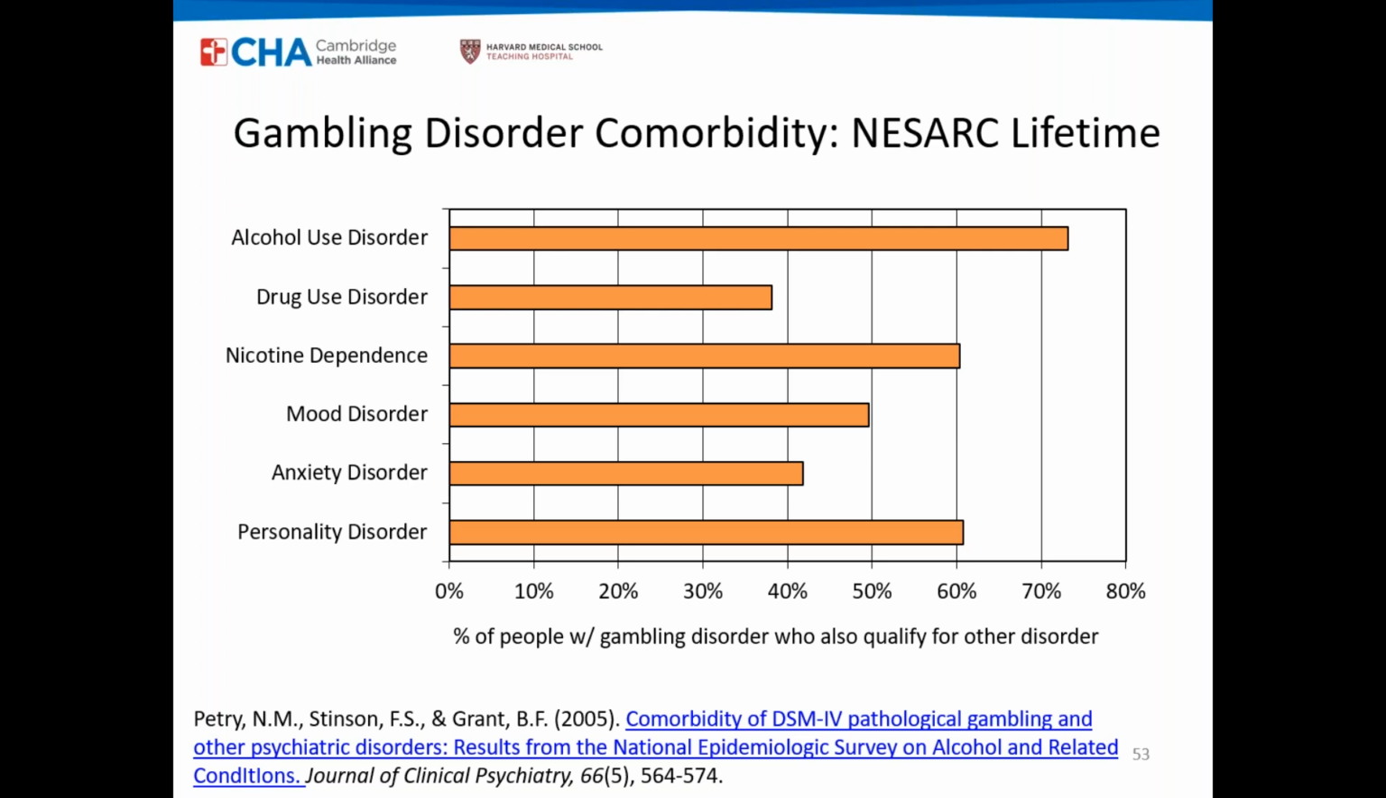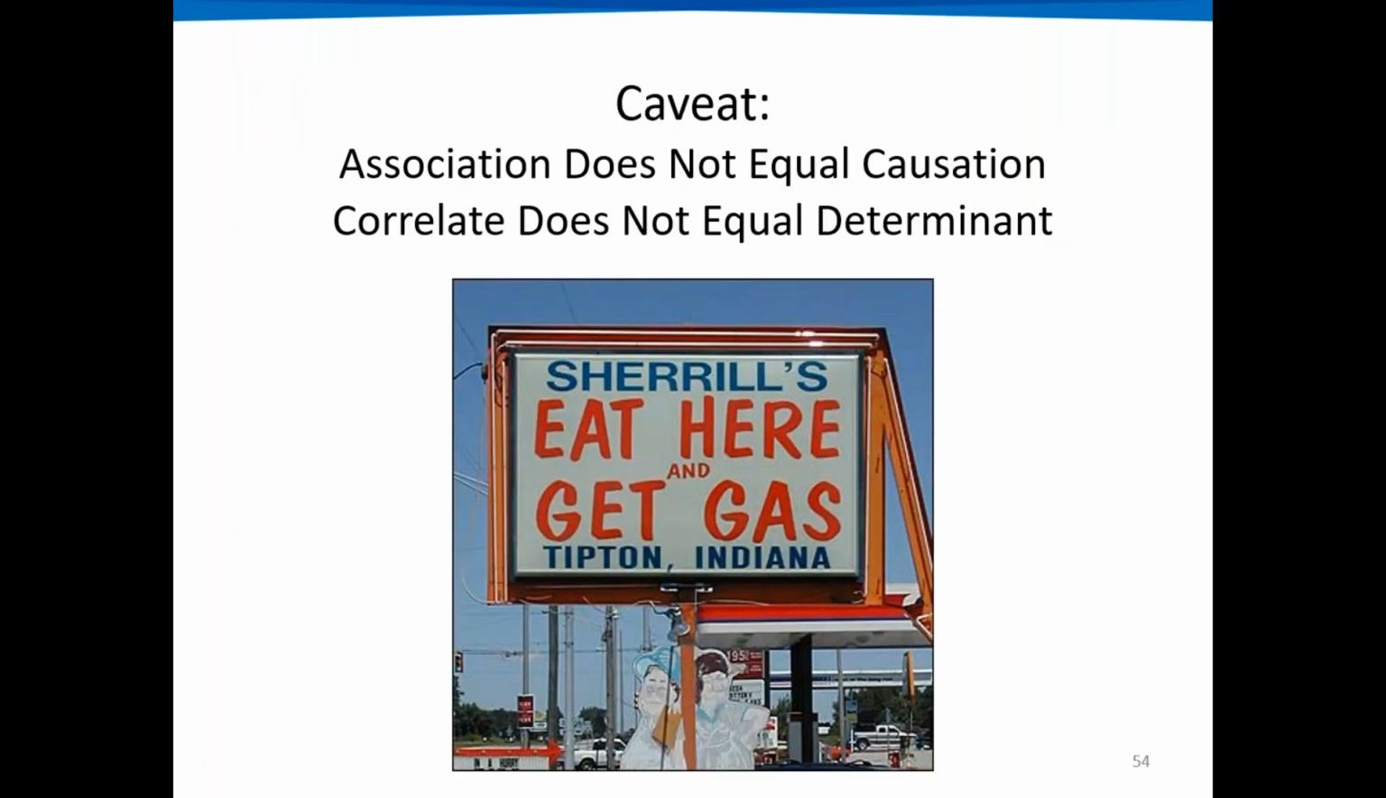In this study, Dr. Petrie found that more than 70% of individuals with gambling disorder also qualified for alcohol use disorder. More than 60% qualified for a personality disorder, and close to half qualified for a mood disorder. These findings held in both recent US national general population studies of psychiatric comorbidity. Now, here it is important to note that finding an association does not tell us about the causal pathways. If it did, we might find this sign a little bit troubling.